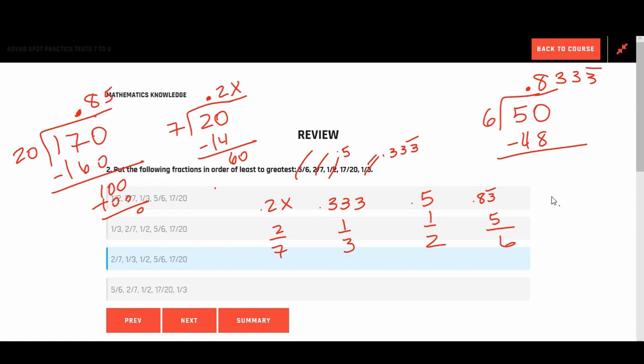This is going to be 0.85, which is 17 over 20. So this is the order in which they should be: 2/7, 1/3, 1/2, 5/6, 17/20.